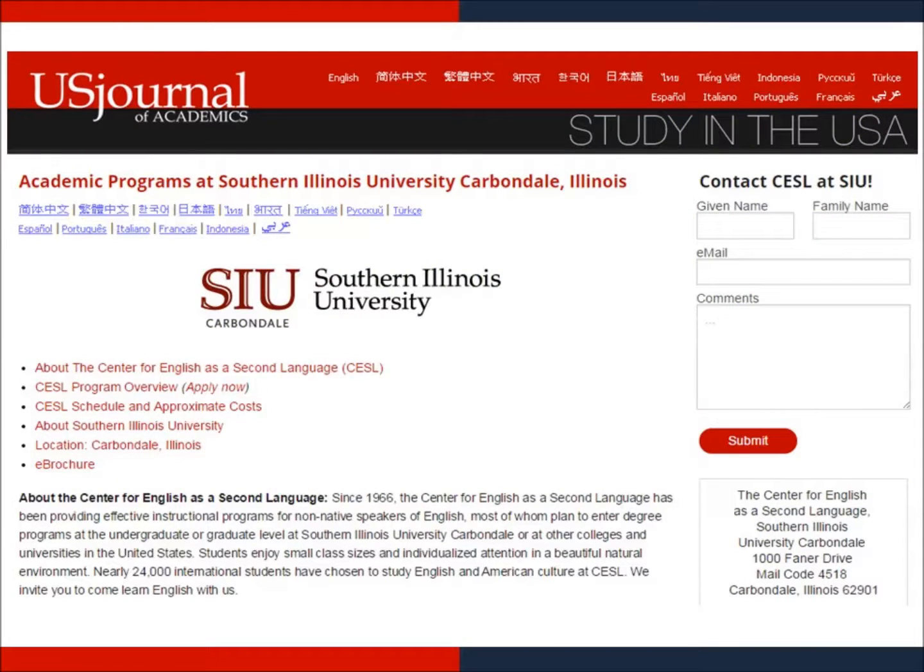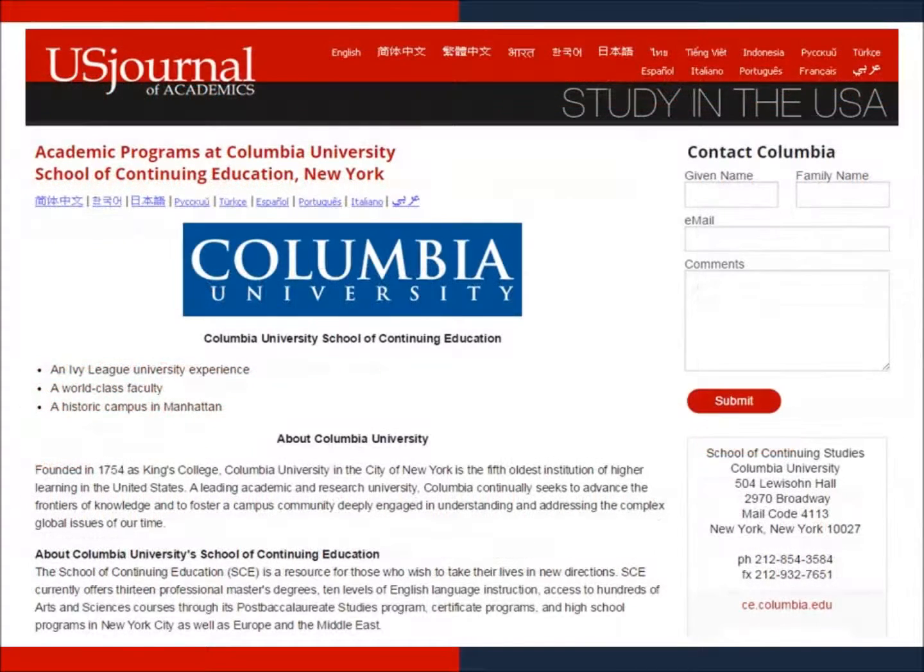Depending on your recruitment goals and corresponding strategy, it may make sense to promote your programs in all of those translated sites, as we see in this example of Southern Illinois University in Carbondale. Other campuses choose to promote specific programs to targeted language markets, as is the case with Columbia University's School of Continuing Education in New York.